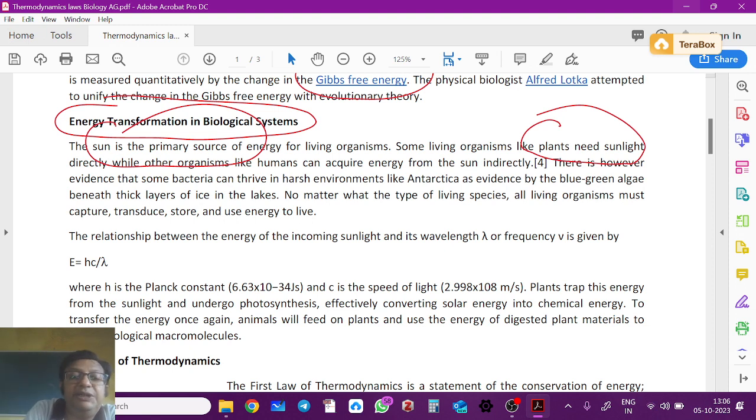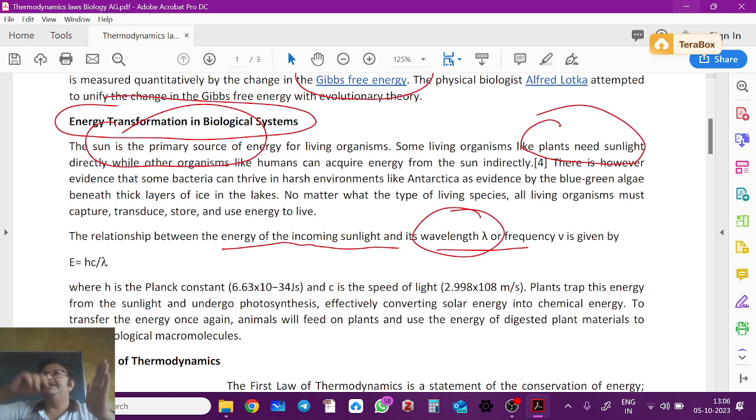So the relationship of the energy of the incoming sunlight is with its wavelength, lambda, and its frequency. Wavelength is the distance between two troughs or two peaks. Small means shorter wavelength; long means longer wavelength. Visible light goes from 300 nanometers to 700 nanometers: 300 nanometers is violet light, 700 nanometers is red light.